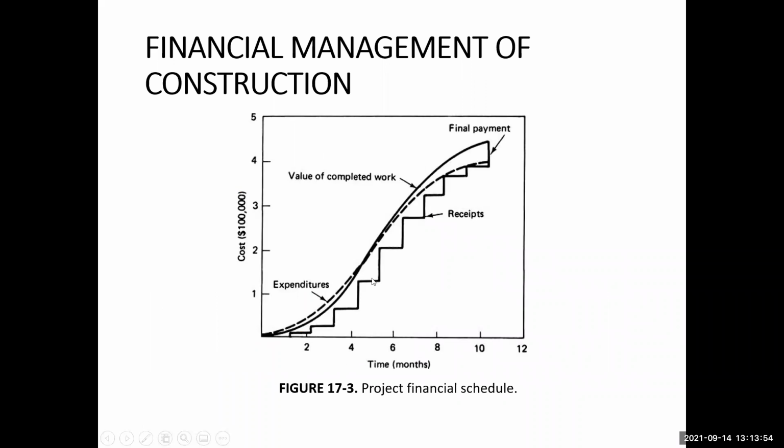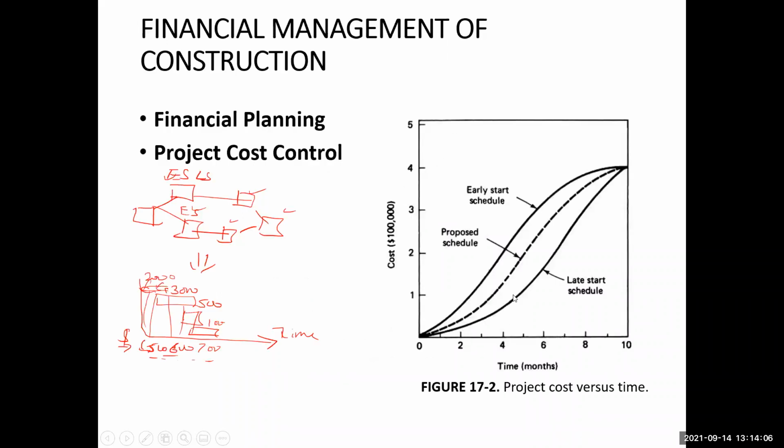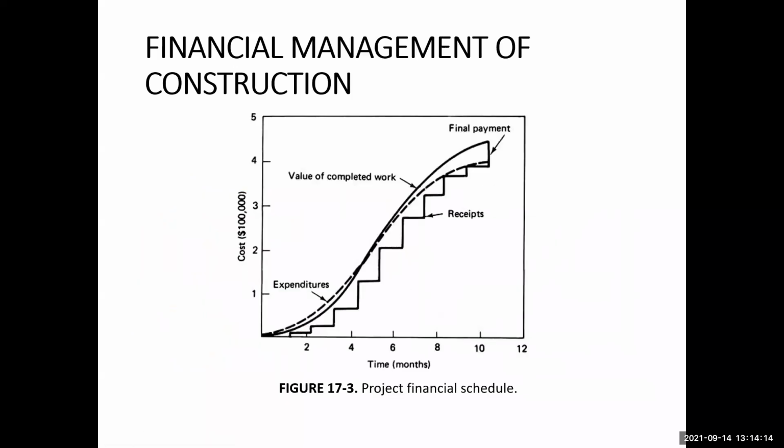In this graph, we can see three kinds of curves. One is the dashed line curve, which shows the expenditure. This is the same curve as for the proposed schedule. These are the expenditure curves for the proposed schedule.